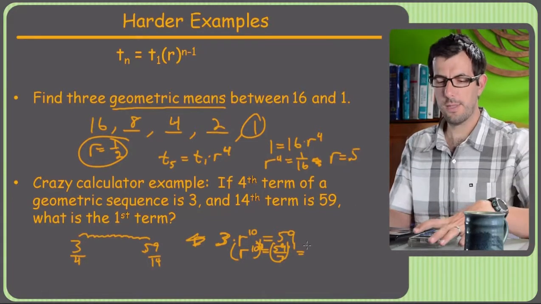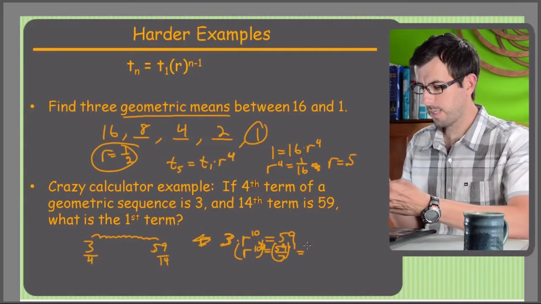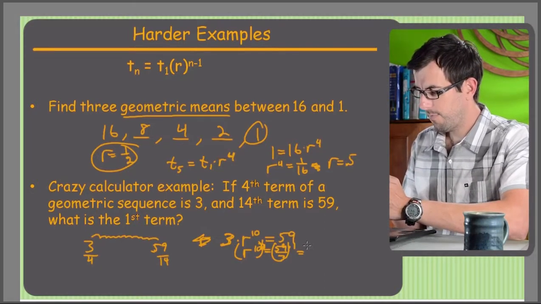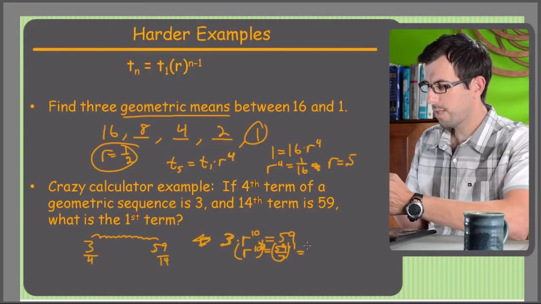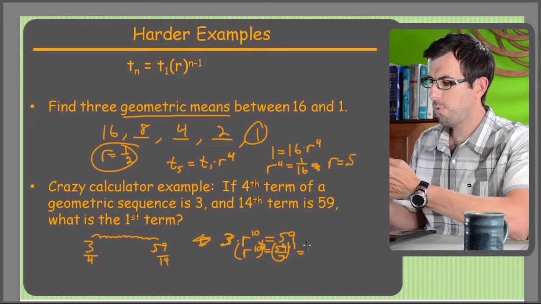Ugh. So 59, this is why it's a calculator problem. So I'm going to have to do parentheses. Okay. 59 divided by 3, parentheses, raised to the power of 0.1. And that's going to equal 1.347.